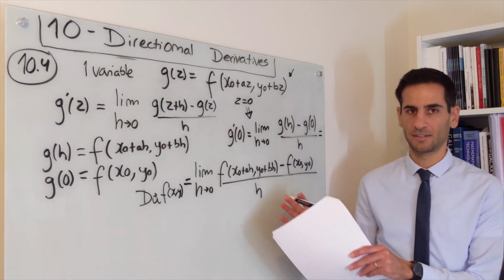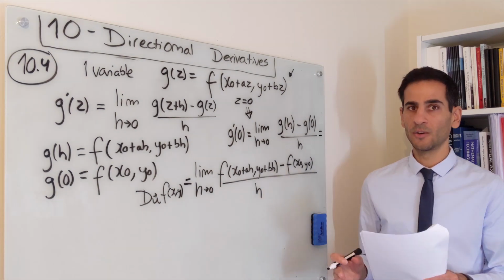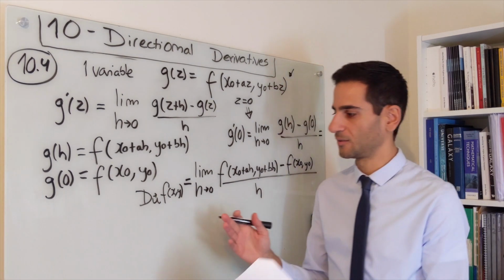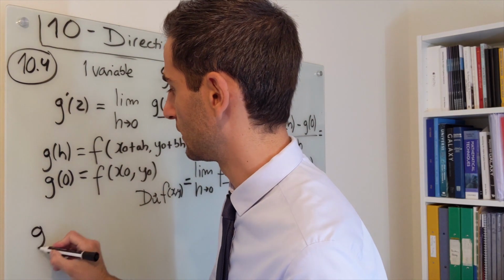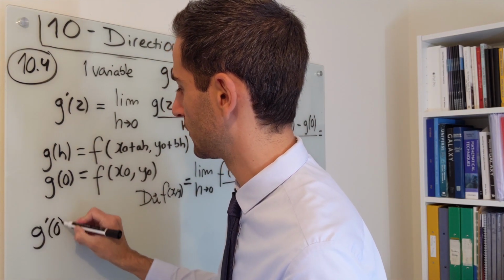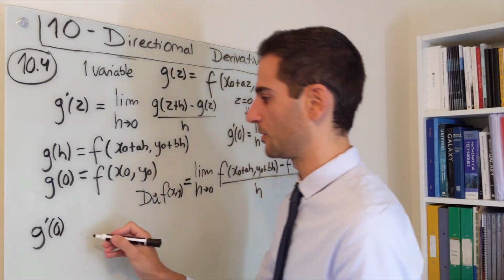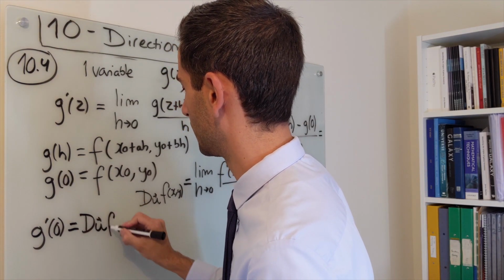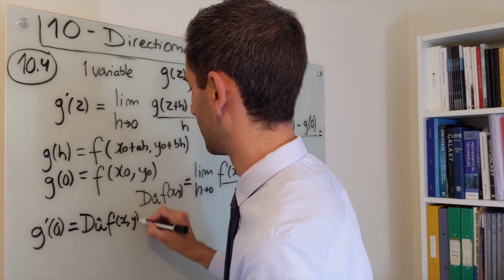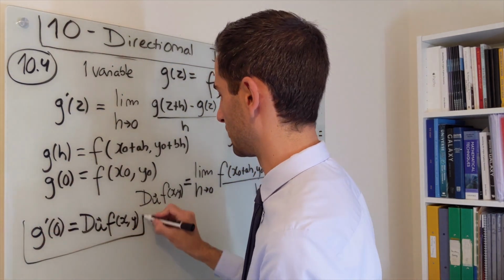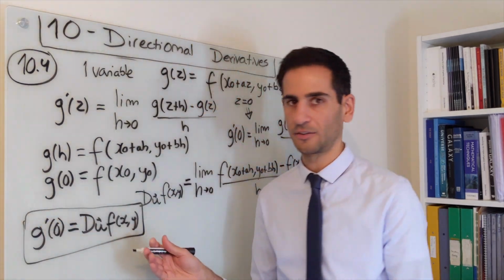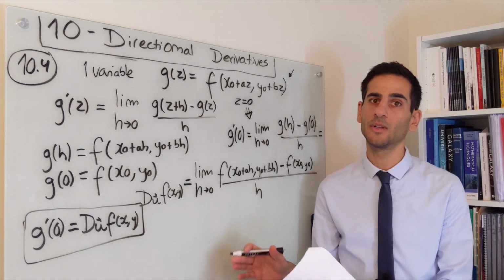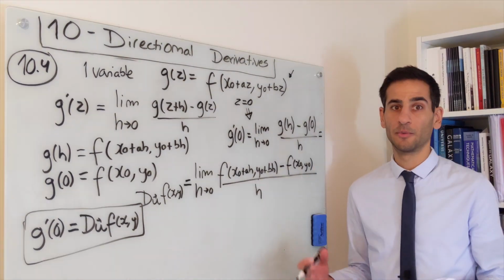Now we're not done yet, but this is important. What we've actually done is to establish that the derivative of this function g at point 0 is equal to the directional derivative of f of x, y. This is what we've achieved so far. It's not great, not that useful, but it will become useful in just a moment.